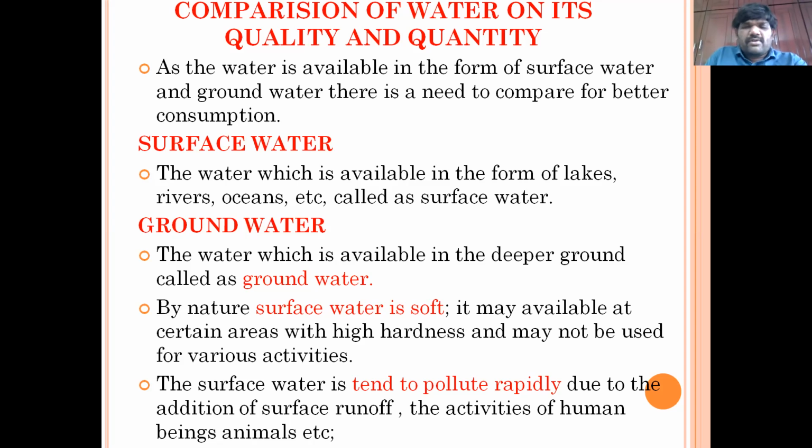See here, the water which is available in the deeper ground is called groundwater. By nature, surface water is soft. The next point is that surface water tends to pollute rapidly because human involvement is more and more. Surface water is being contaminated with the involvement of human beings, and also because of the runoff reaching the nearby catchments. You know what runoff is? The excessive amount of water flowing on the surface due to the saturated stage of soil particles. What is runoff?